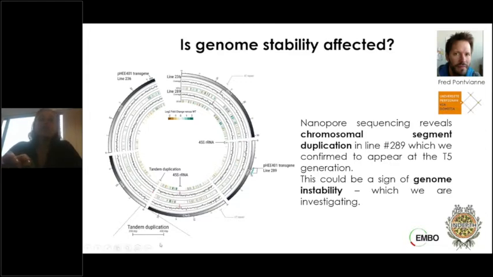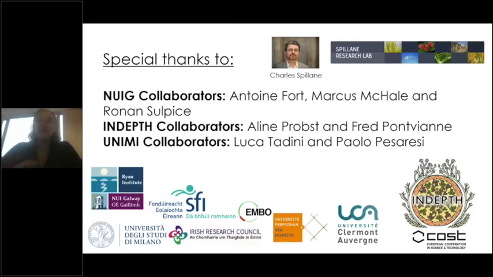We actually retrieved in one of the two lines a large chromosomal segment duplication on chromosome 4, and this only appeared in the T5 generation, which is telling us that it could be a sign of genomic instability. And this is the line of research that we're currently investigating, and it's quite interesting. And so I could have shown you a lot more, but I'm going to leave a bit of suspense.